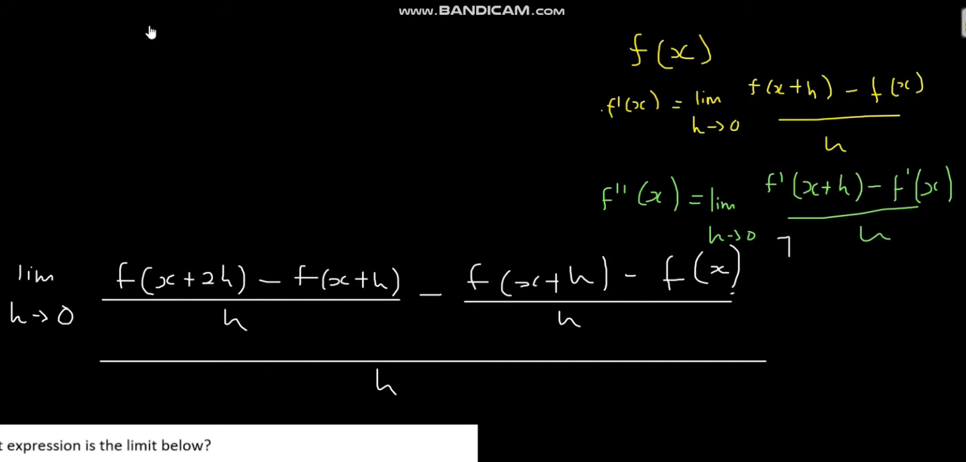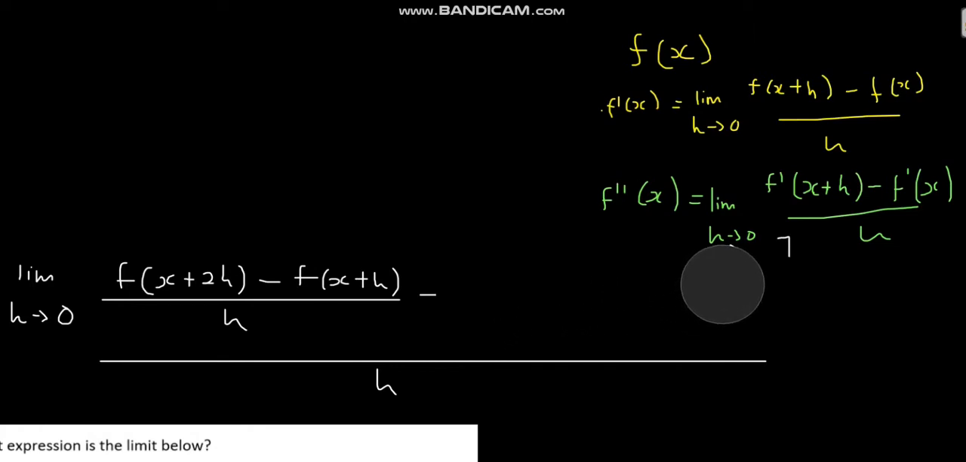What you have here is the same as f prime of x, which is f of x plus h minus f of x over h, right? So you can clean all this and put f prime of x there. So I'm going to clean all this here, and then write f prime of x there. So that will be f prime of x.